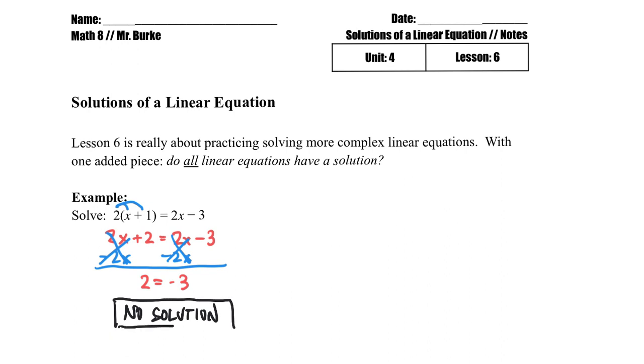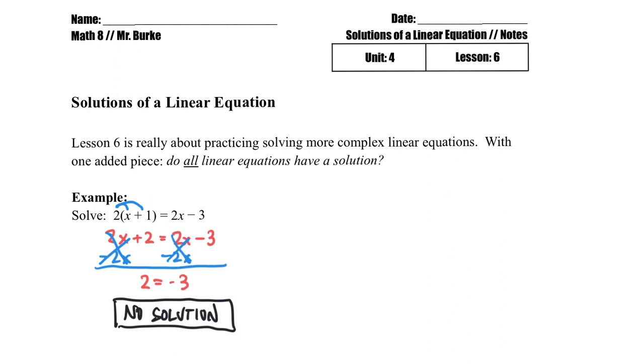No solution. And the reason why it's no solution is because, no matter what value I pick for x, you're never going to be able to substitute that into the equation and get a true statement. There is no value for x that is going to make this equation true. And that happens sometimes. And to recognize it, you start to solve, and the variable terms completely drop out.